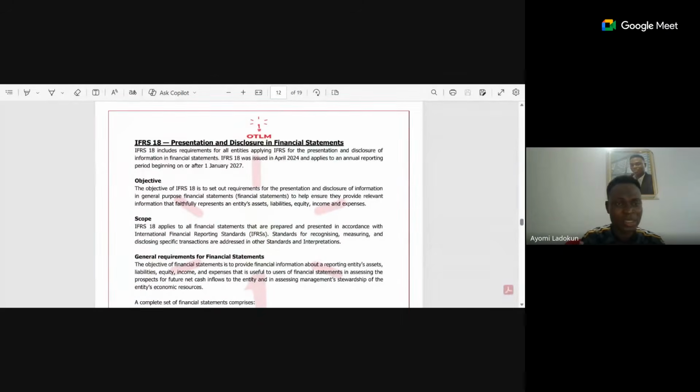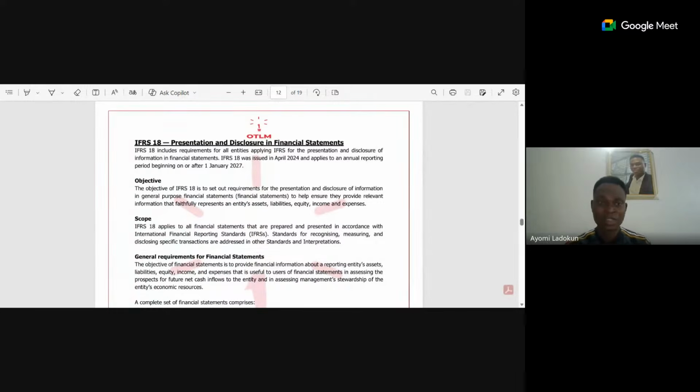So let's start with IFRS 18, presentation and disclosure in financial statements. As I mentioned earlier, it will be effective from 1st January 2027. So what is IFRS 18 really all about? You don't need to panic. Just the way, if you know IAS 1, under IAS 1 you have the components of financial statements. Here it is now going further to say what are the primary components of financial statements. We are going to see that shortly.